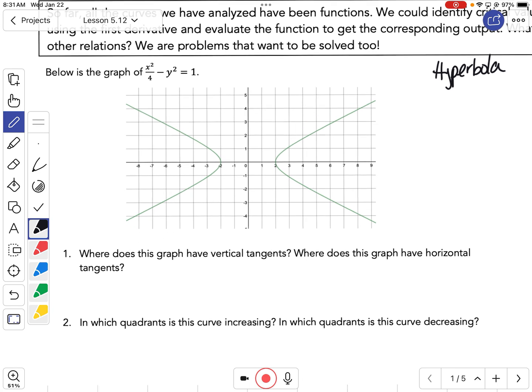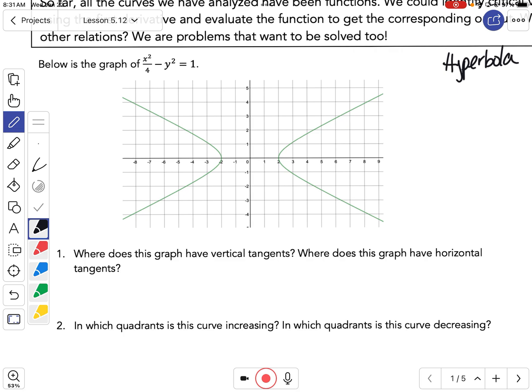So take a second. Let's use this graph. And just looking at the graph, where does it have vertical tangents? Where does it have horizontal tangents, if it has any? And then where is it increasing? Where is it decreasing? Just looking at the picture. Go. There are 6 of those questions, so do that for me real fast.